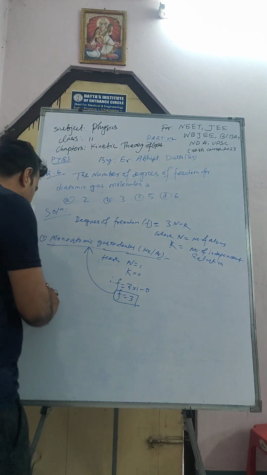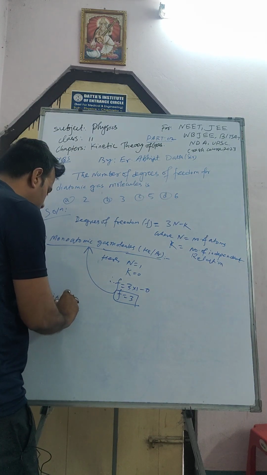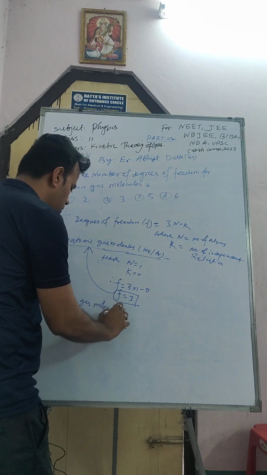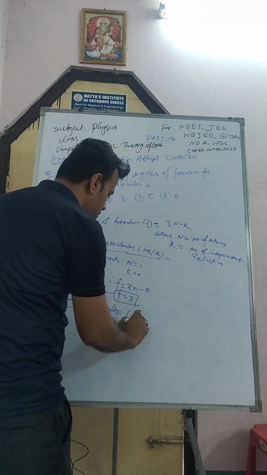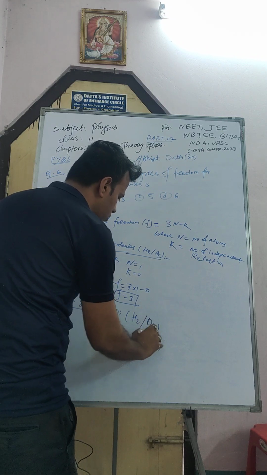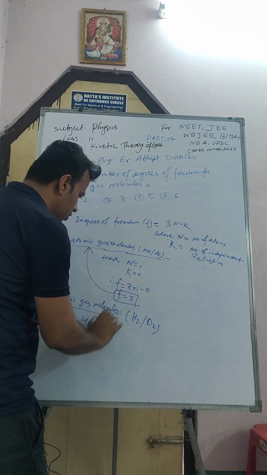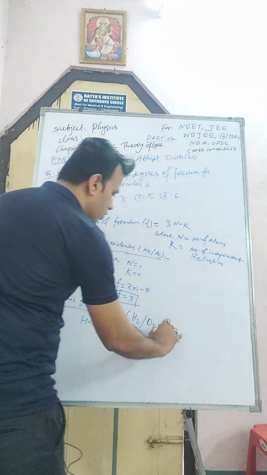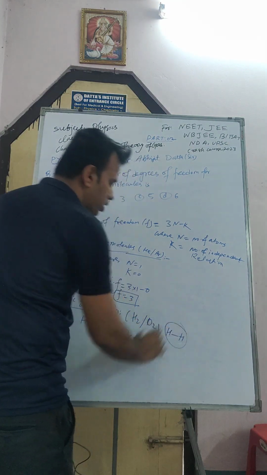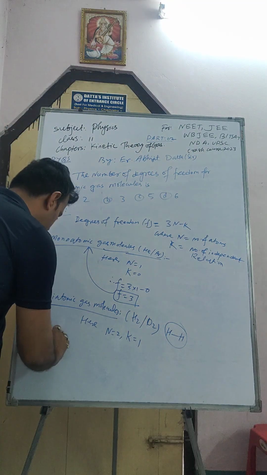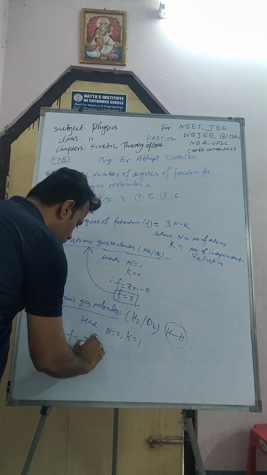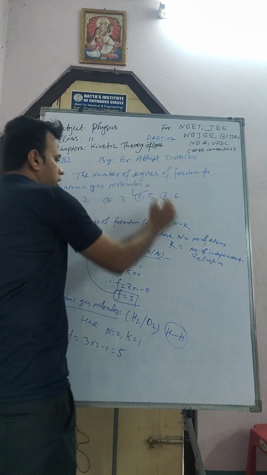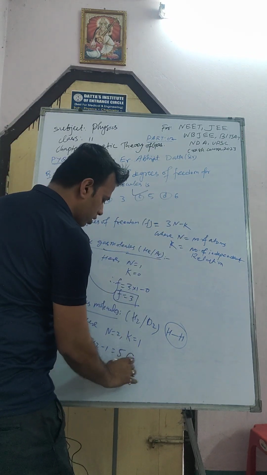Now number 2, diatomic gas. Gas molecules such as hydrogen or oxygen. Here n is 2 and k is 1. Hydrogen bonded to hydrogen, so the relation is 1. So degrees of freedom F equals 3 into 2 minus 1, that is 5. So here which option is correct? Option C is the correct answer.